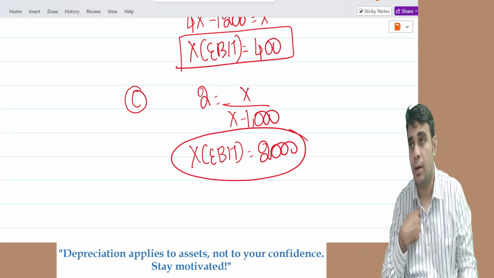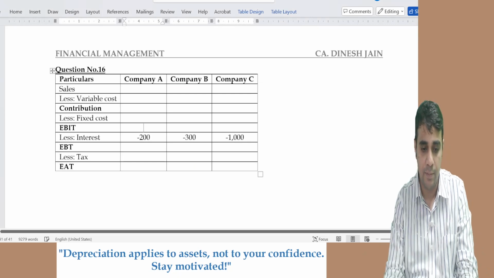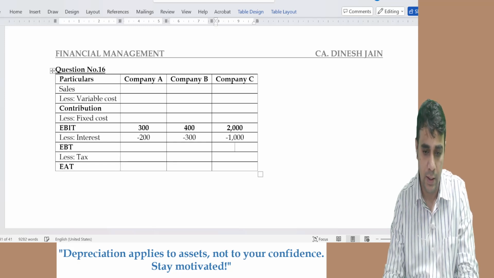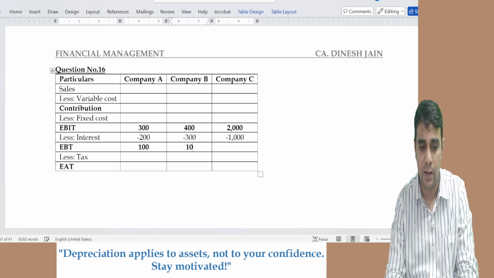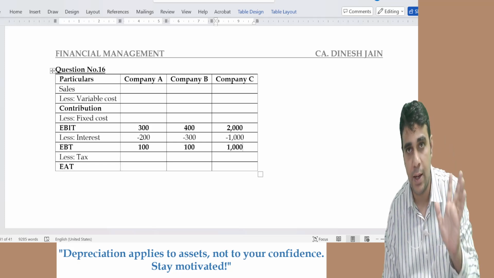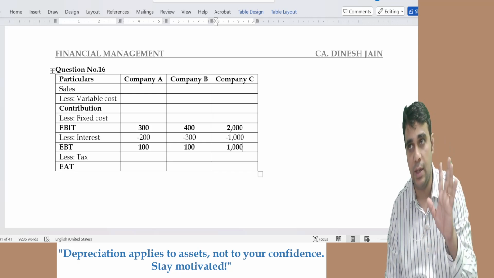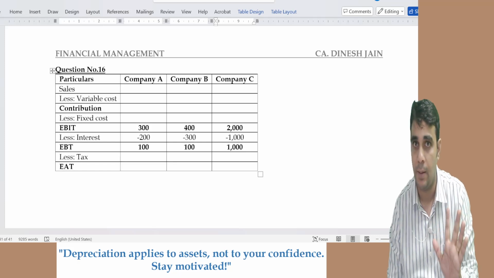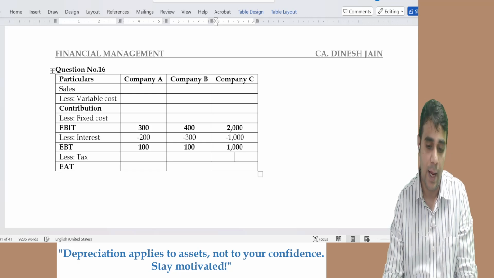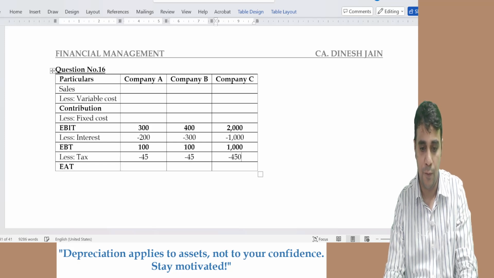Clear? Can you proceed? Now let's come to the calculation. What was the EBIT number? First company. Just to be on the safer side, once this is done, check: 300 by 100, 3 times matching; 400 by 100, 4 times matching; 2000 by 1000, 2 times matching. Any reverse working after you are done, just quickly check the numbers. Tax, what is the tax rate? 45, 45, 450.